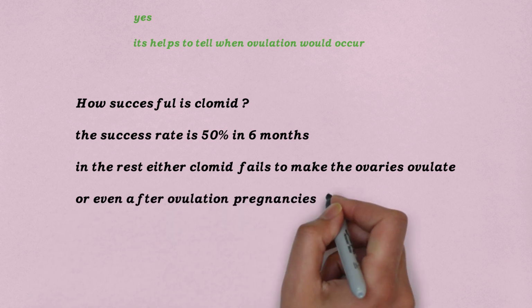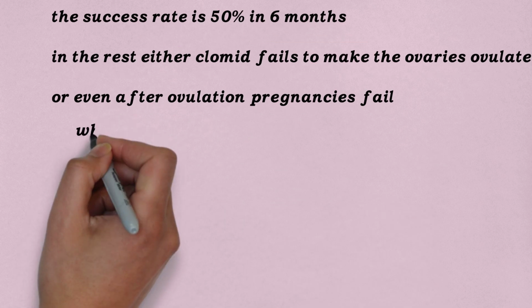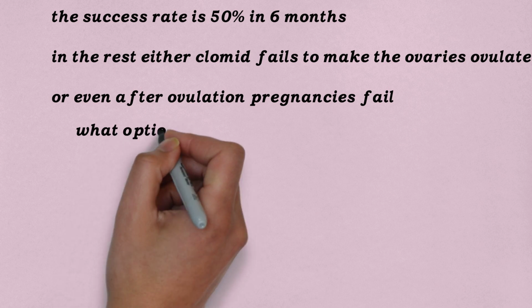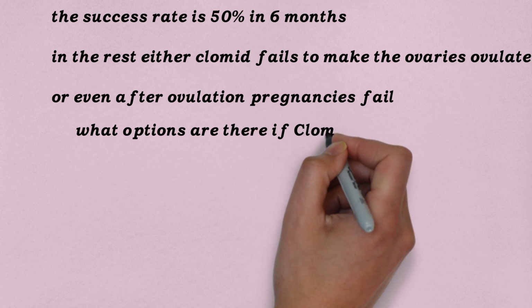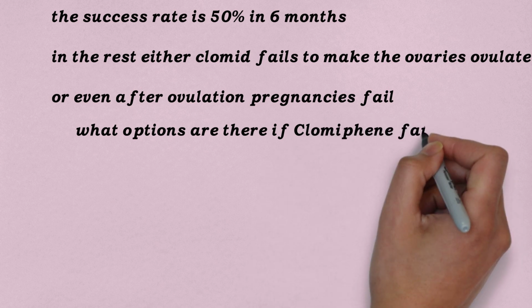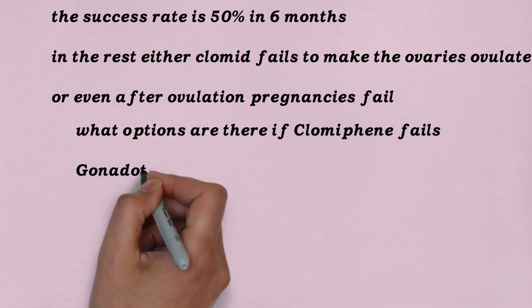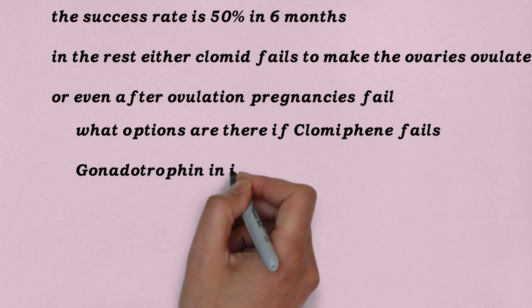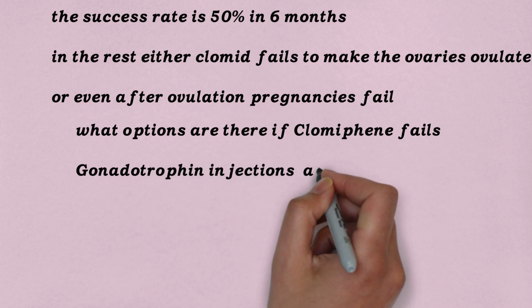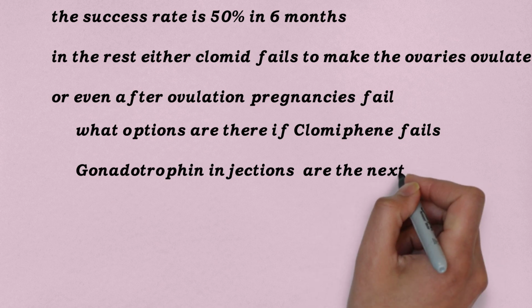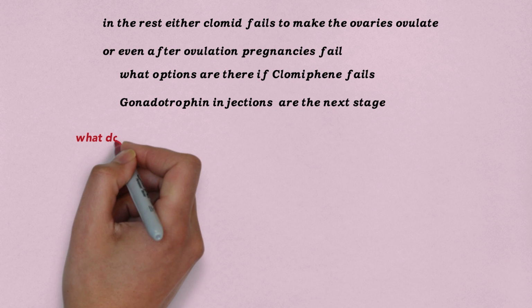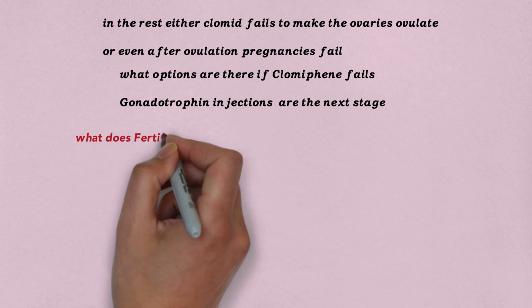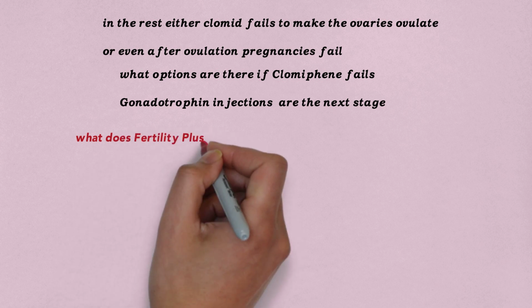The success rate of Clomid is about 50% in about 6 months, as long as there is ovulation. Clomiphene fails in about 50% of cases, where we cannot see ovulation and cannot go beyond it, and also it does not ovulate. In those cases, gonadotropins offer the best treatment.